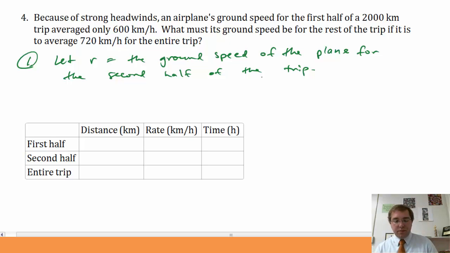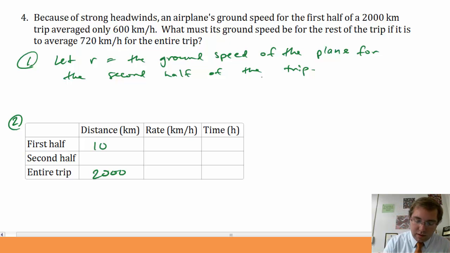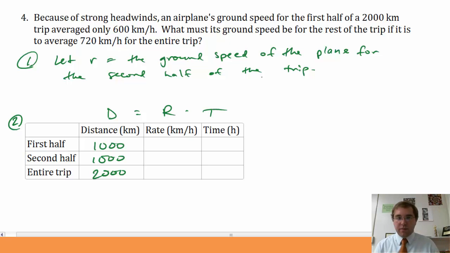Okay? That's the only variable we're going to need because we know exactly what it did for the first half. Now the entire trip, as I fill out my chart here, was 2,000 kilometers. So half of that is 1,000. That's how far it's going on each half. We remember that distance equals rate times time. That means time equals distance over rate, right? We just solve that equation for time.